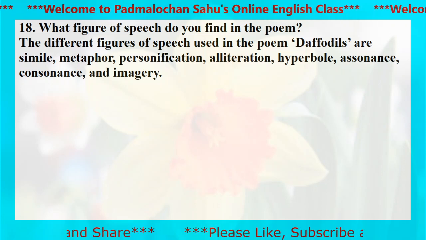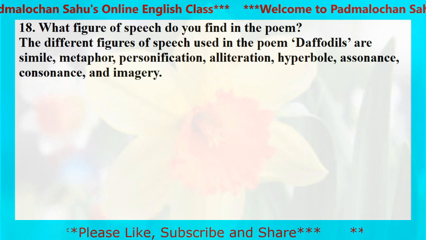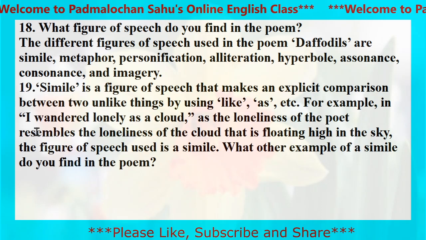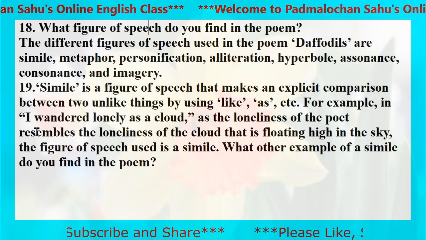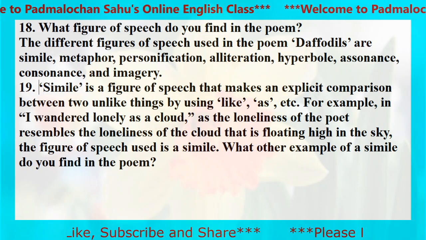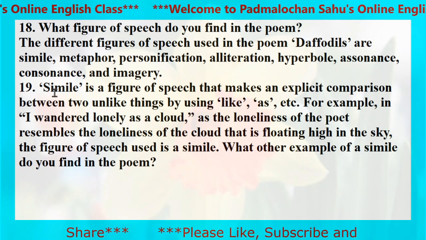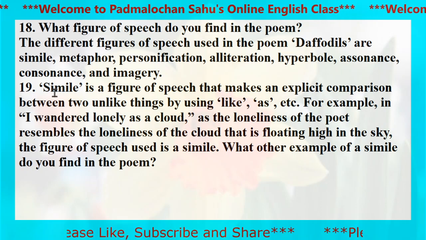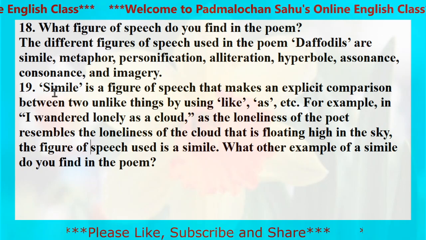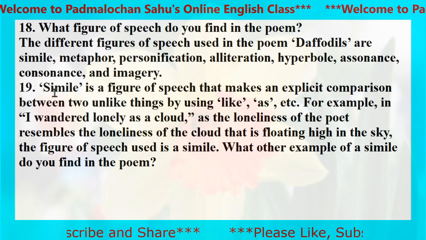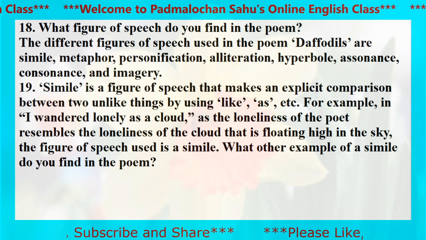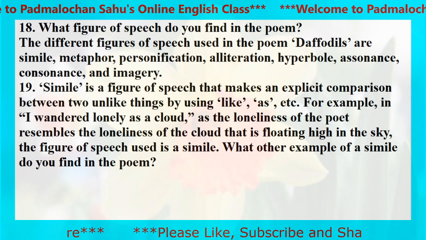Question number 19 is: a simile is a figure of speech that makes an explicit comparison between two unlike things by using like, as, etc. For example, in I wandered lonely as a cloud, the loneliness of the poet resembles the loneliness of the cloud that is floating high in the sky, so the figure of speech used is a simile. What other example of a simile do you find in the poem? So the question wants us to find another simile from the poem.